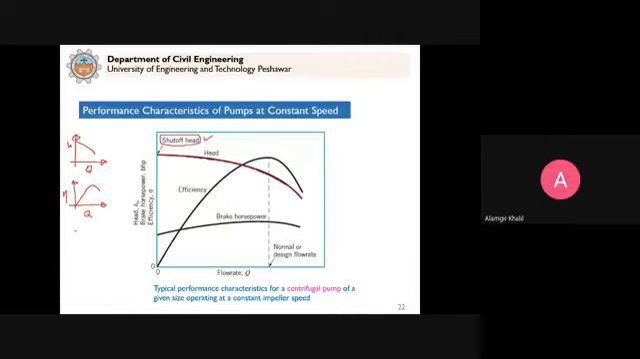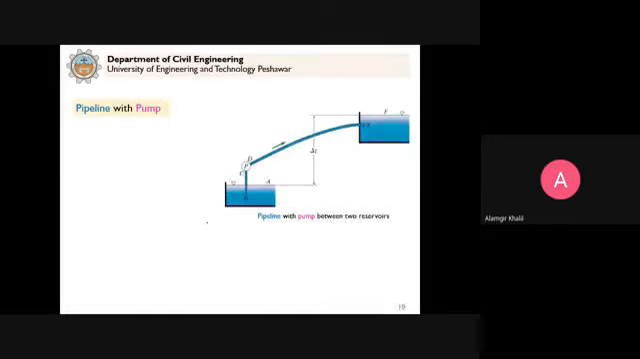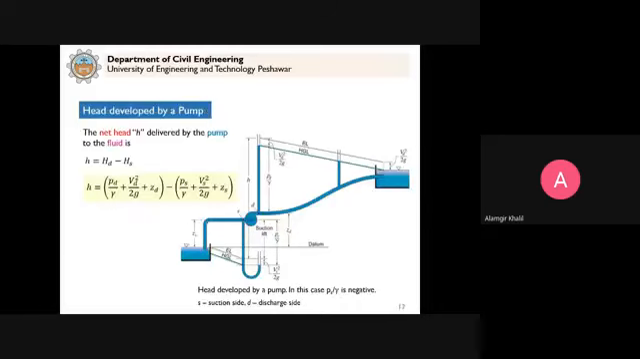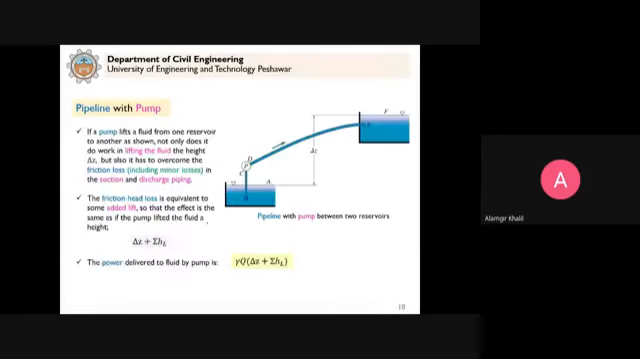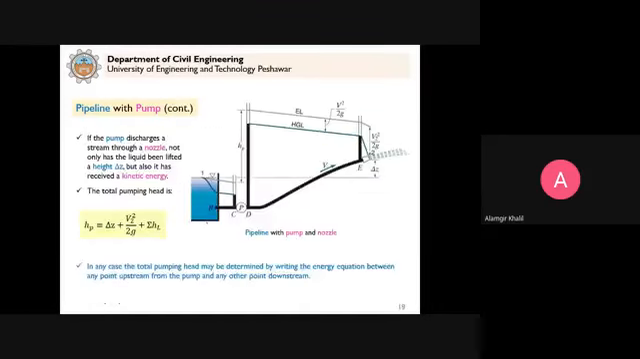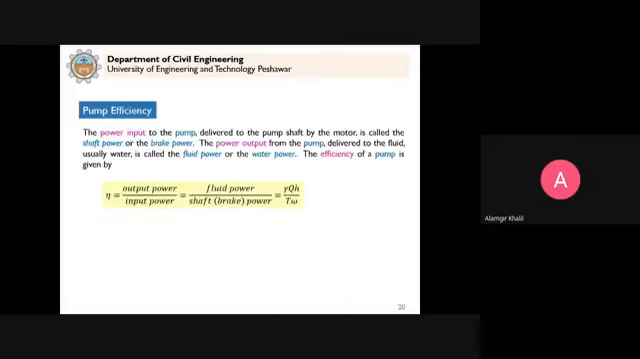The third curve that we can draw is the brake horsepower. What is the brake horsepower? bhp. This is the power input. When we use the term brake power here, it means that it is the input power. So this is the input power that is required to drive the shaft.